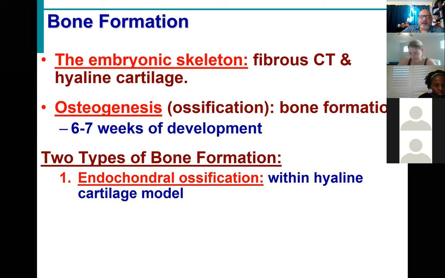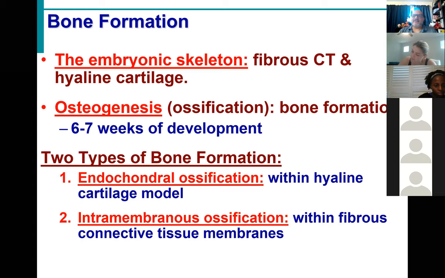Again, fun with the vocabulary. Endo, of course, means what? Inside. And chondrial refers to? Chondrocytes, which play a role in the making of cartilage, right? So chondrial refers to cartilage. So endochondrial ossification tells you exactly what it is. We are making bone, ossification, within cartilage.